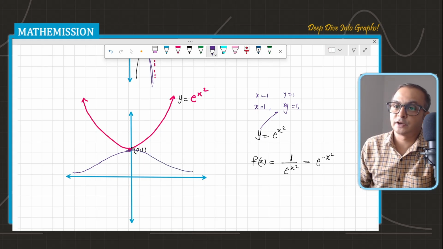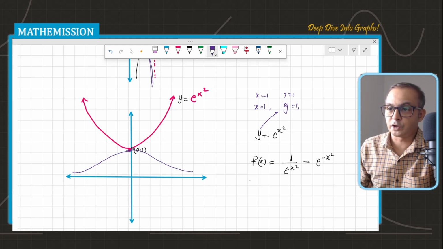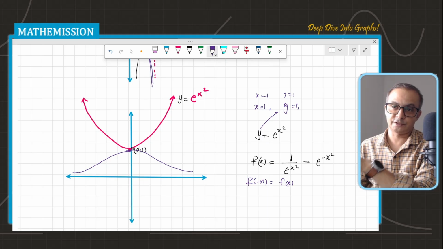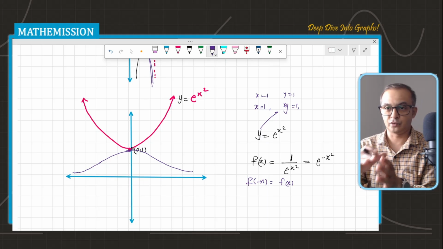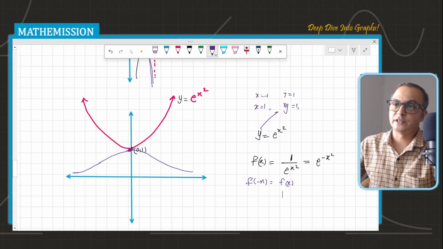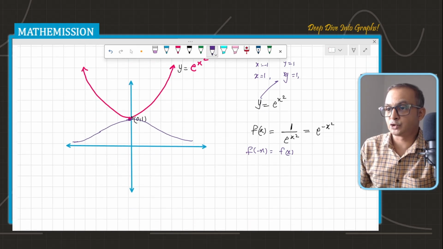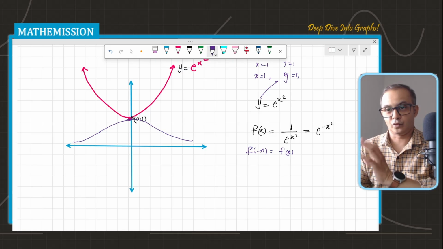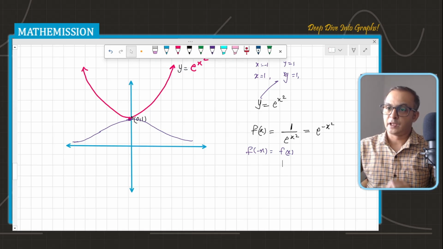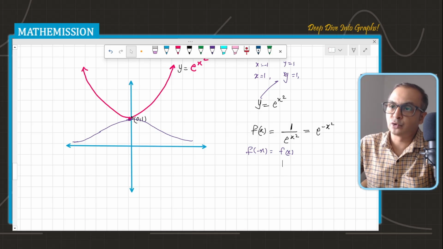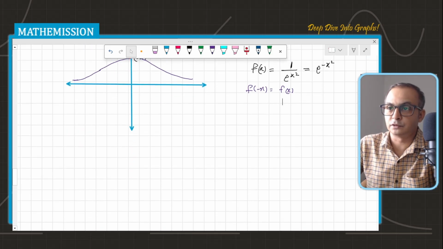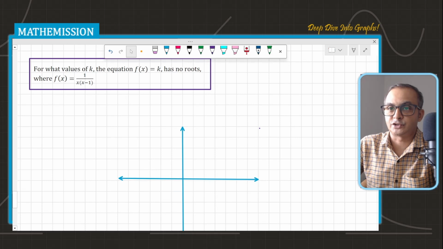And you can also use the even function concept, because it's an even function, because f of minus x is f of x. So once we draw the graph right of the y-axis, we can reflect it to the left or vice versa. In this way, we can draw the reciprocal of that. And you can also understand, if I want to draw the e to the power minus x square, what will happen. All right. So these are some reciprocal graphs.